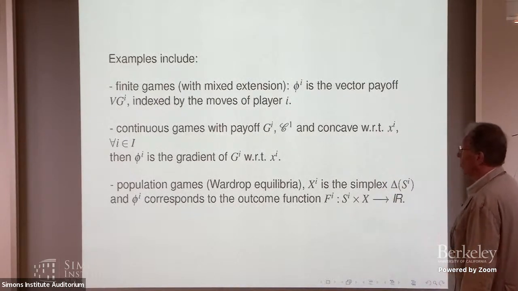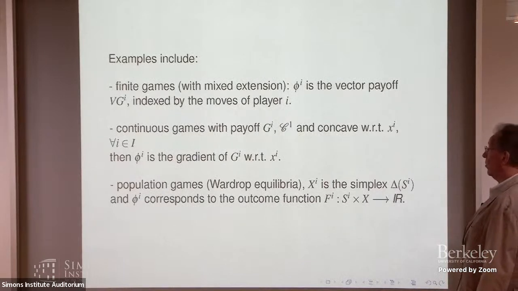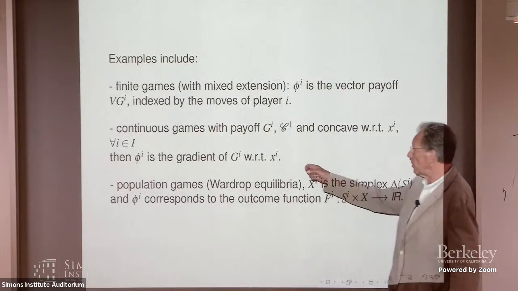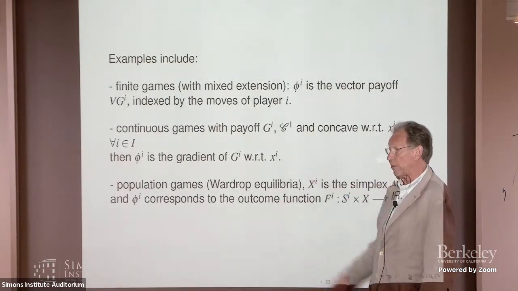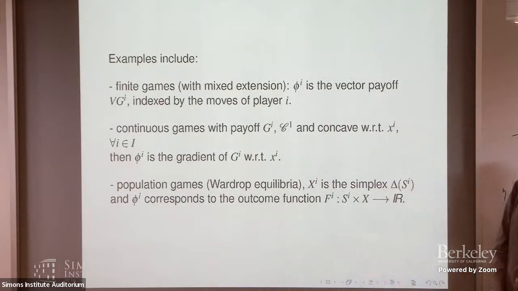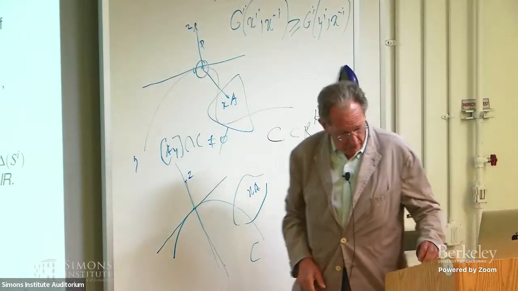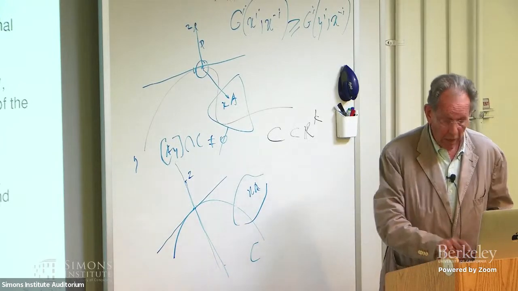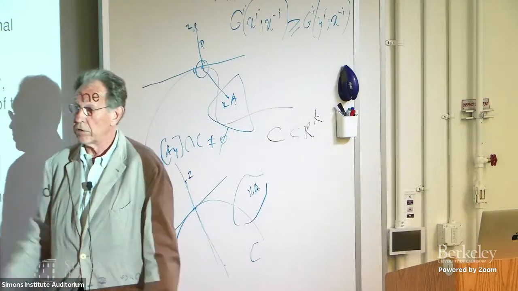More interesting is continuous games with vector payoff. You assume that it's C1 and concave with respect to your own variable, and then phi i is the gradient of your payoff with respect to your own variable. To say that your payoff is greater than any alternative payoff if you change your strategy: since your function is concave and C1, this can be written through a linear inequality on the gradient. And this is the crucial part.